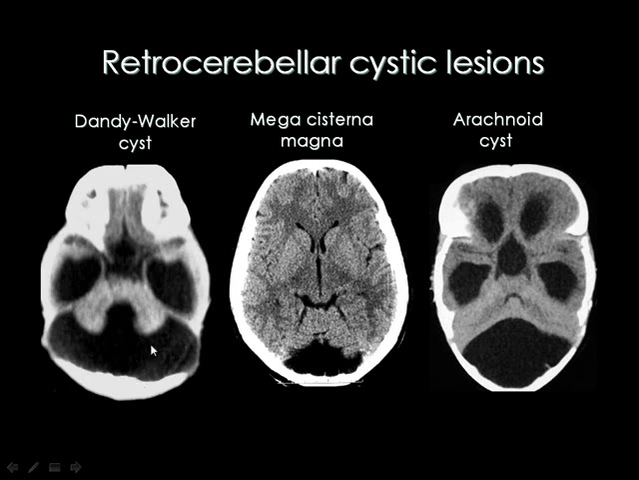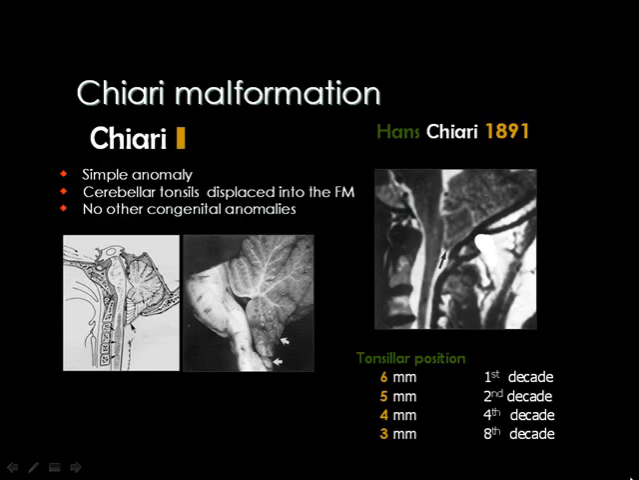In the Dandy-Walker anomaly, you can see the retrocerebellar cyst communicating with the fourth ventricle with supratentorial hydrocephalus. In the megacisterna magna, everything is okay except for enlargement of the cisterna magna. And in the retrocerebellar arachnoid cyst, you can see the cyst not communicating with the fourth ventricle with supratentorial obstructive hydrocephalic changes due to compression of the fourth ventricle.